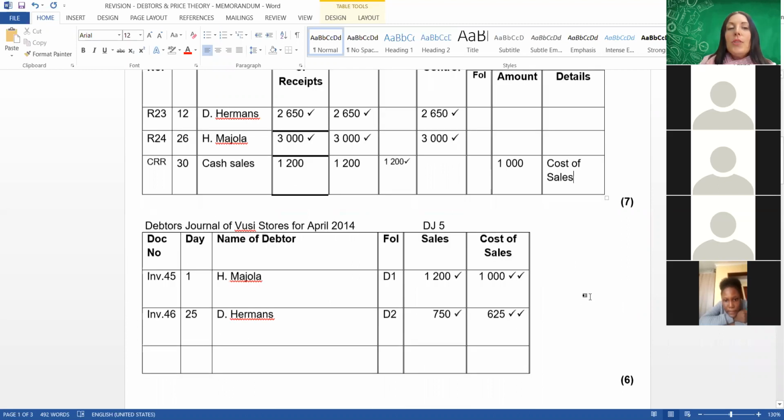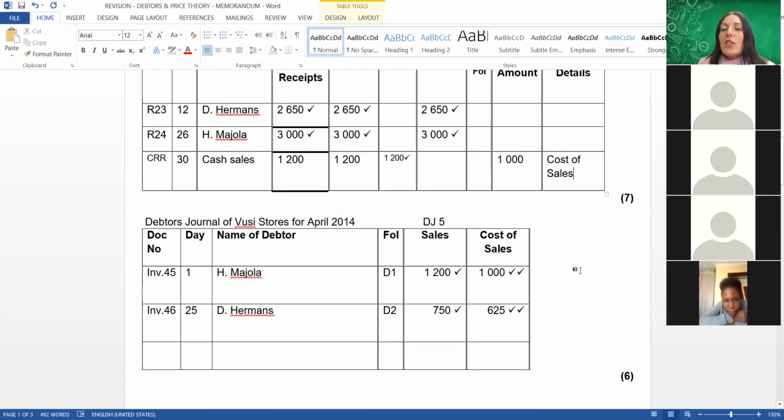Right, then we move on to the debtors journal. So which transactions were supposed to go into the debtors journal? The first one, on the first, where they said sold goods on credit to H. Majola for 1,200 Rand and issue invoice 45. So invoice 45, the day is the first, name of the debtor H. Majola, folio debtor number 1, sales 1,200.